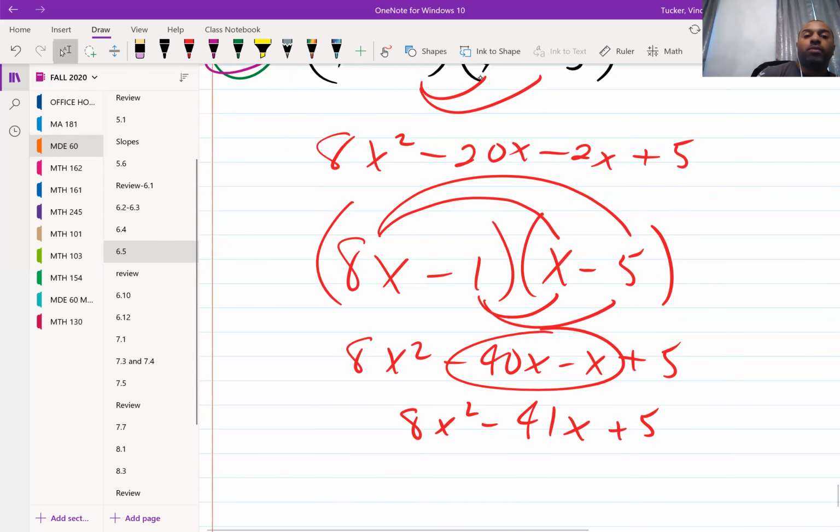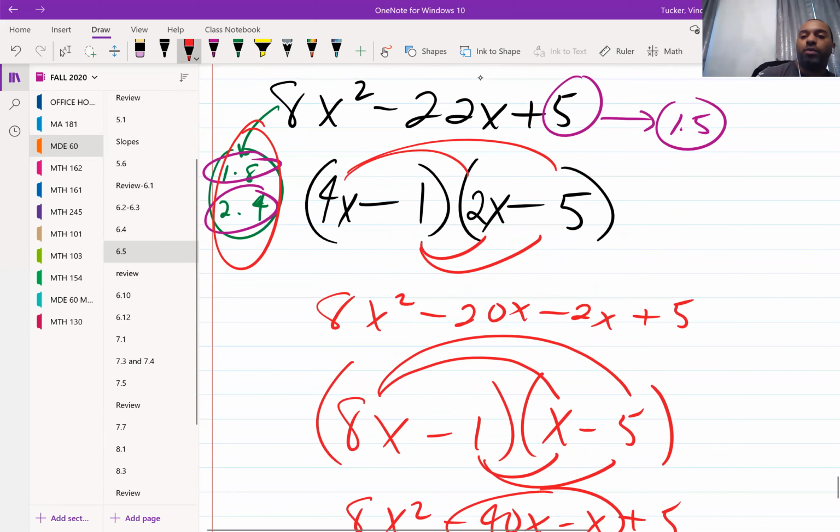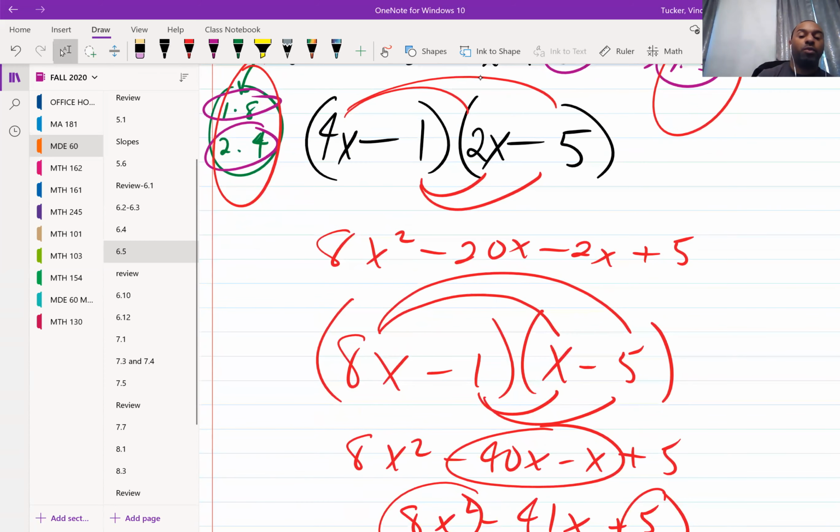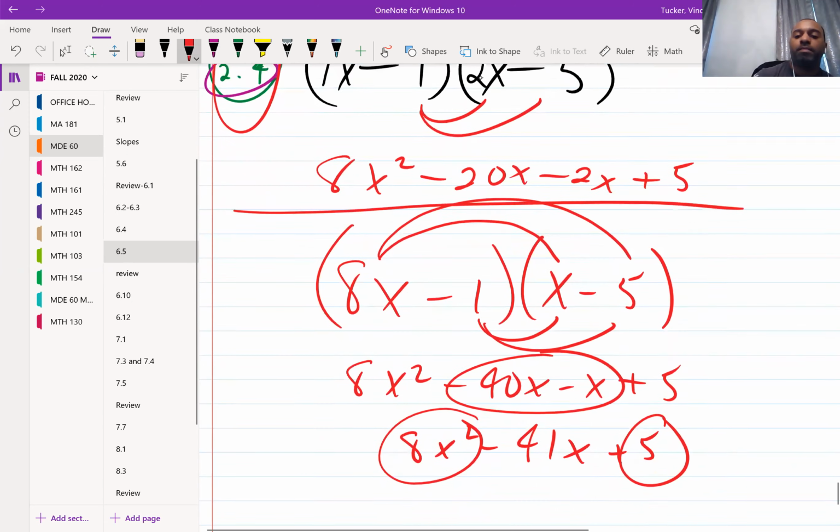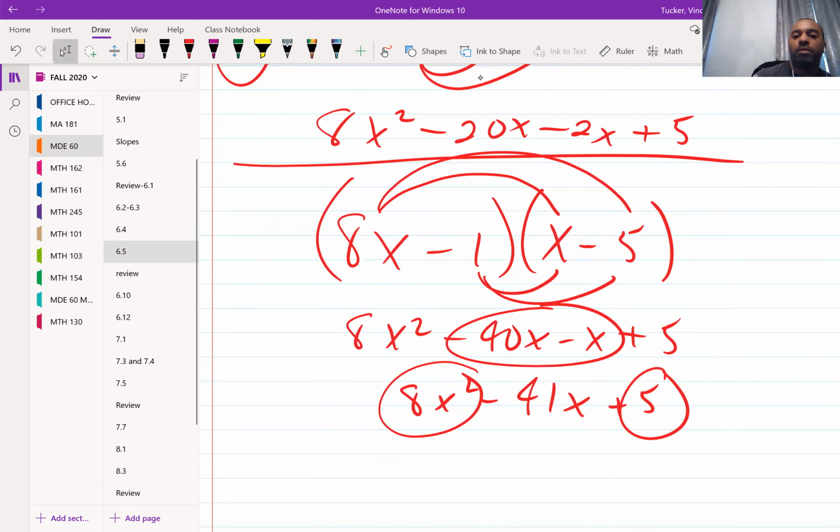This is why it's important. I'm glad you asked this question. This is why it's important that we actually go back and check, because you will always get the 8x squared and the 5 if you use the right factorizations. It's just that the middle will be different according to the combination that you use. Good question. Anything else before we do another one? I want to make sure you guys are good before we close out today. We're almost finished though.